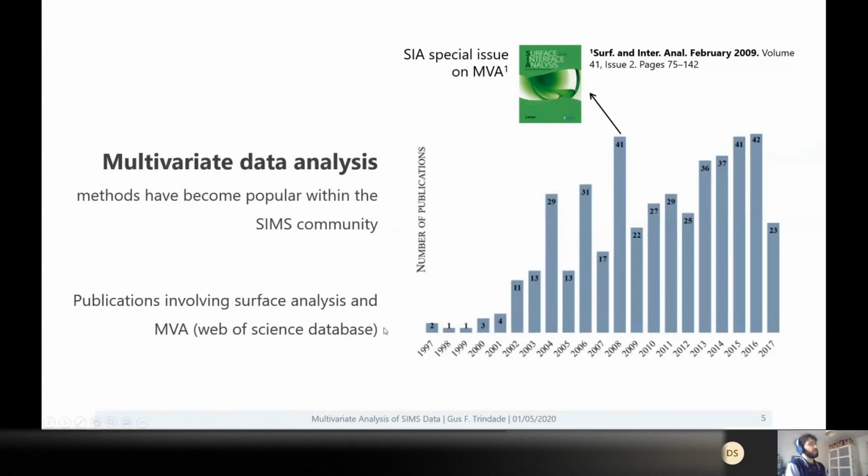Because of this, multivariate data analysis methods have become popular within the SIMS community. This is sort of outdated, going only up to 2017, but you can see a trend of publications involving surface analysis and MVA. The trend is increasing; people are using it more and more. And this peak here in 2008 is a special issue in the Surface and Interface Analysis journal. I think it's a good reference if you're interested.